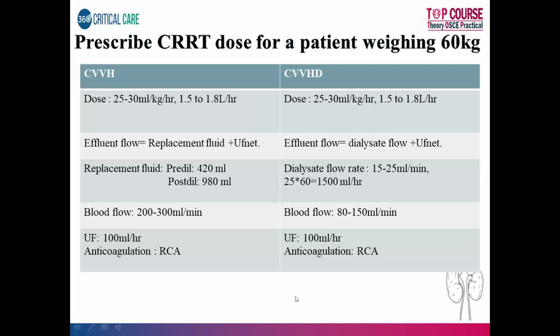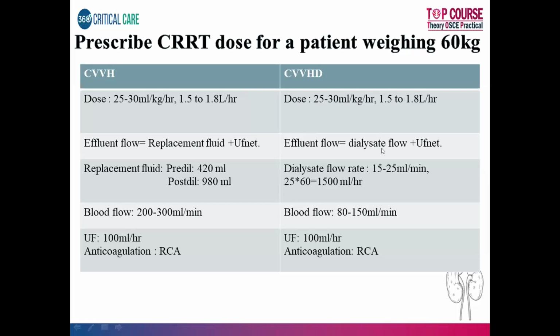Okay, I will just wait for 5 minutes. Can anyone give me the prescription for CVVHDF? That should include the effluent flow, replacement fluid, dialysate flow, and UF. Perfect. So dose will be 25 to 30, again the same 1.5 to 1.8. UF of 100 ml per hour we subtract, and replacement and dialysate have to be divided between 1,400.